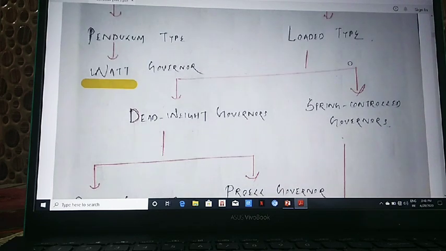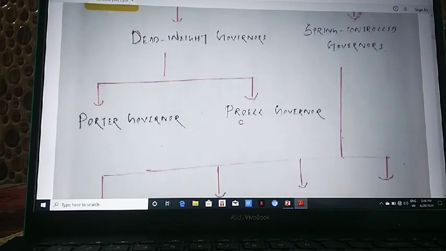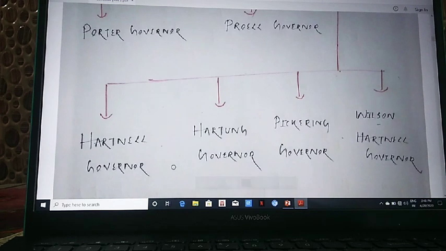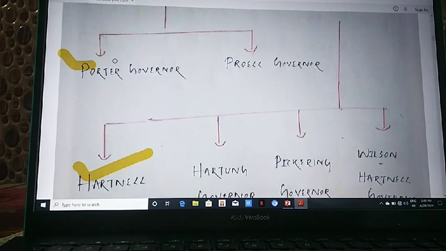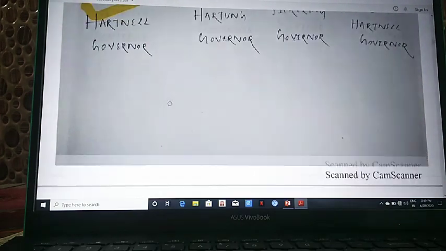Now the loaded type is divided into dead weight governor and spring control governors. Dead weight is of two types: Porter governor and Proell governor. Spring control is divided into Hartnell, Hartung, Pickering and Wilson, from which Hartnell is the important one, and Porter is also an important one.